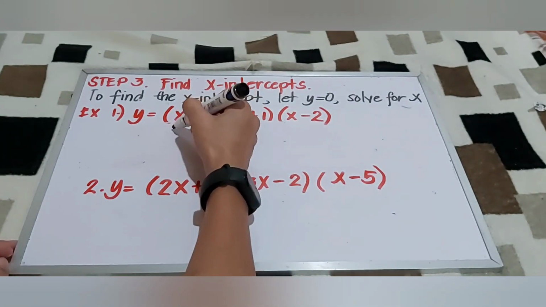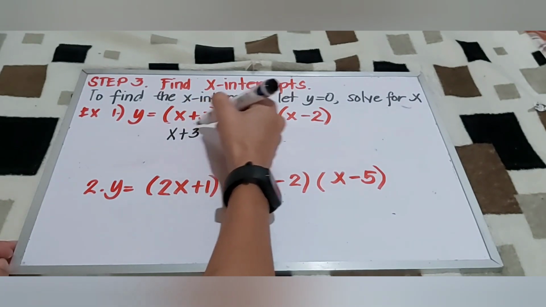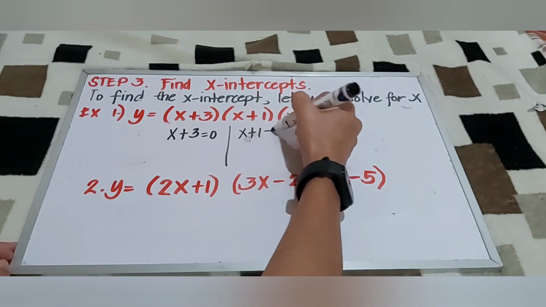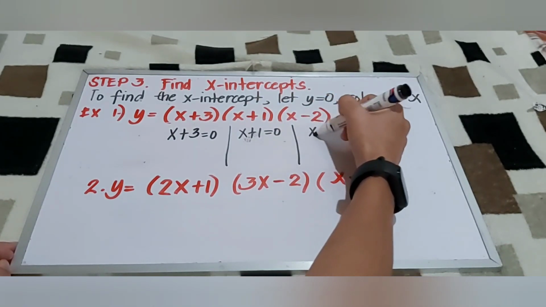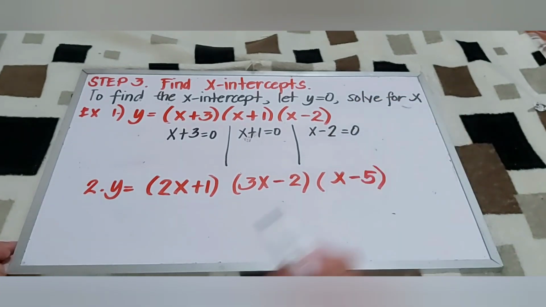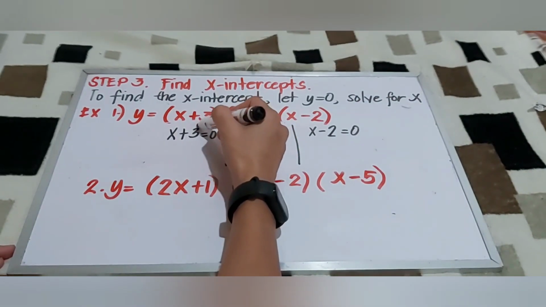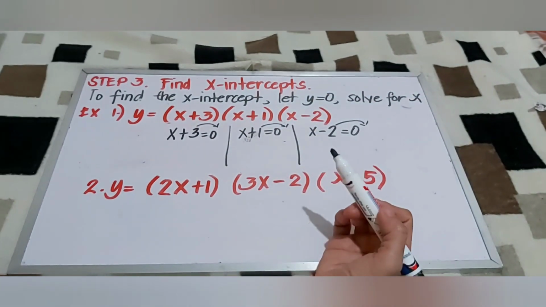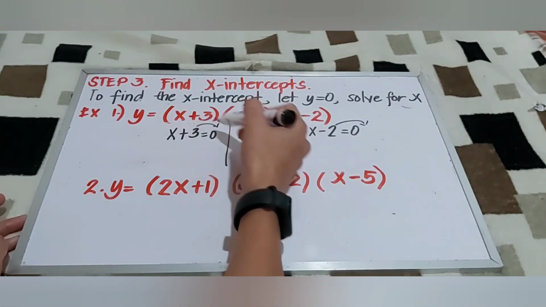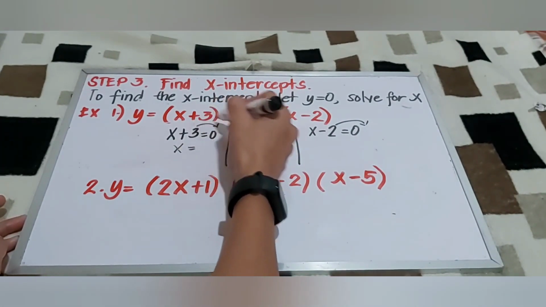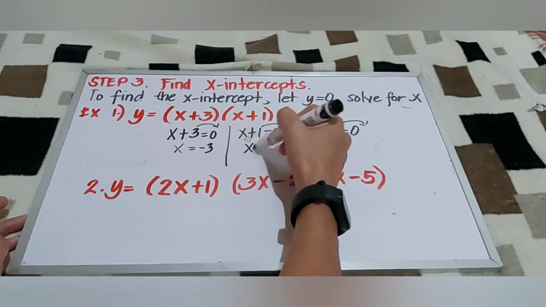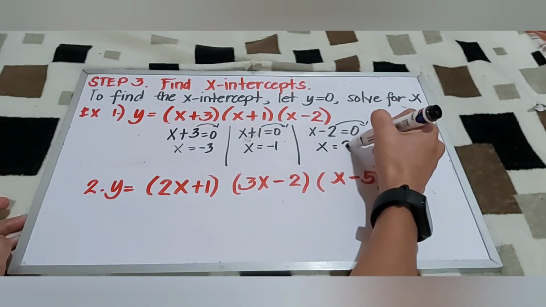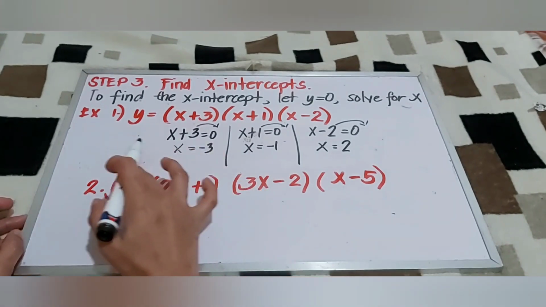That's zero product property. So, x plus 3 equal to 0. Nire-write ko lang. Another factor is x plus 1 equal to 0. Another factor is x minus 2 equal to 0. Now, solve for x. So, napaka-simple lang yan. You just have to use addition property of equality, or in layman's term, transpose. Transpose 3, that's x is equals to magiging negative 3. So, x is equals to negative 1. X is equals to positive 2. So, these are the values of x, our x-intercepts.